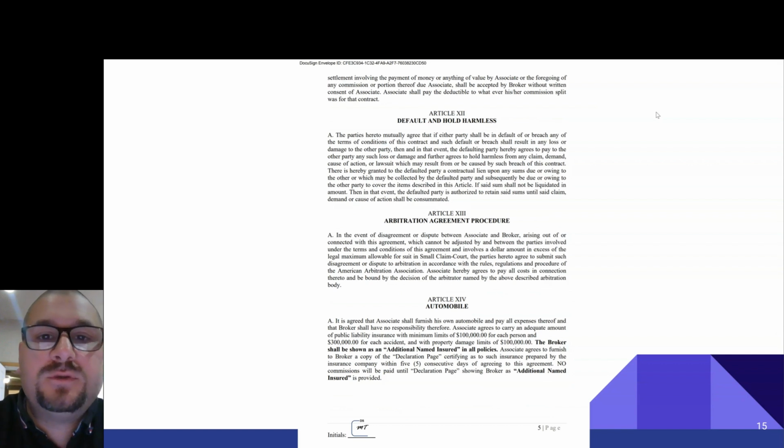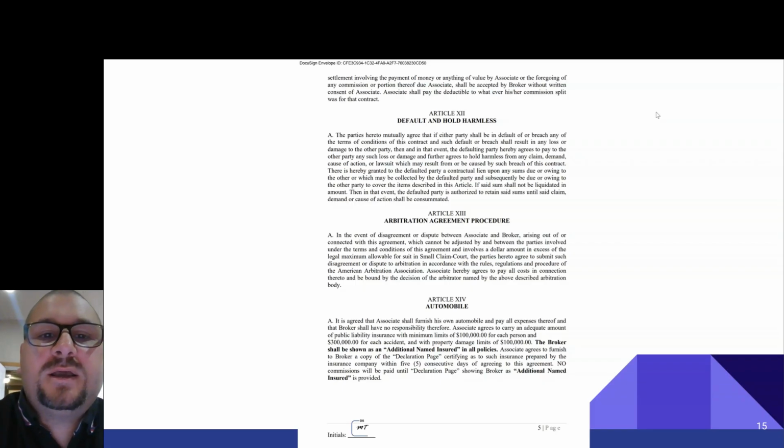Section A, the parties hereto mutually agree that if either party shall be in default of or breach any of the terms of conditions of this contract, and such default or breach shall result in any loss or damage to the other party, then and in that event, the defaulting party hereby agrees to pay to the other party any such loss or damage, and further agrees to hold harmless from any claim, demand, cause of action, or lawsuit which may result from or be caused by such breach of this contract.